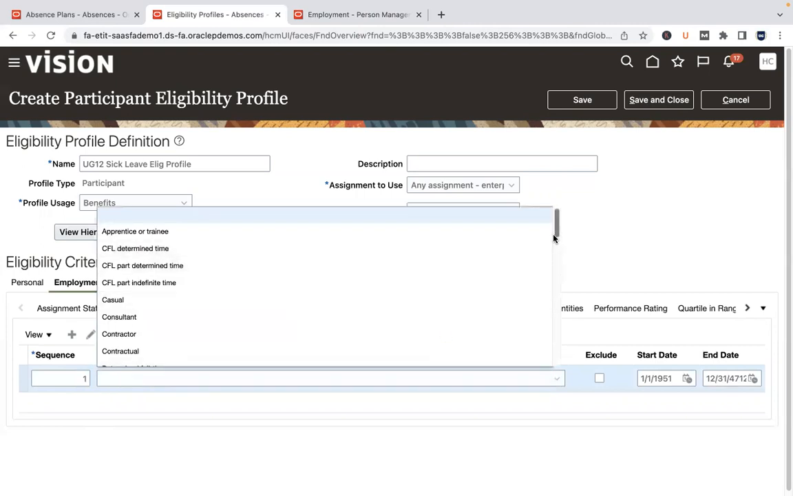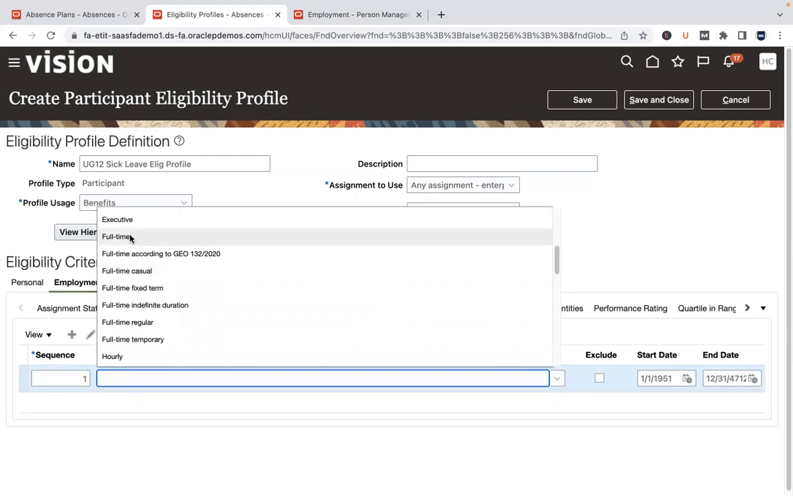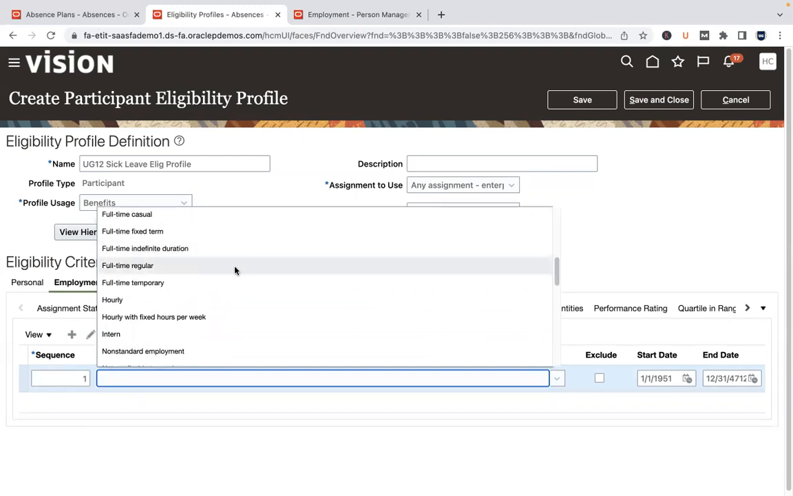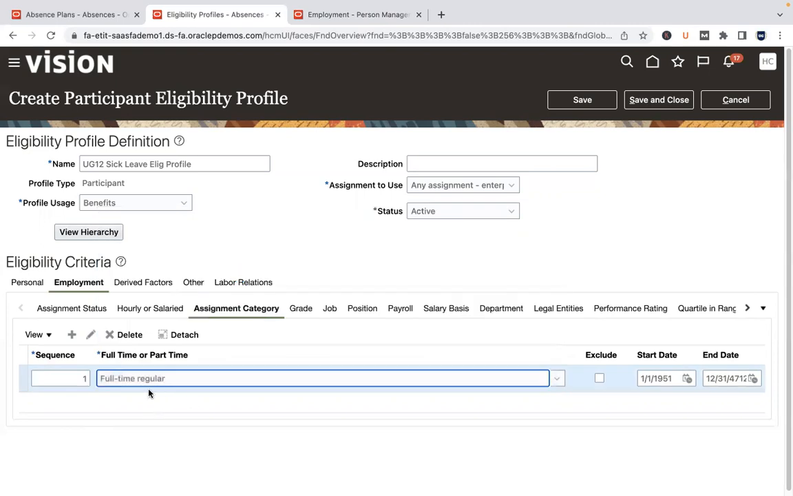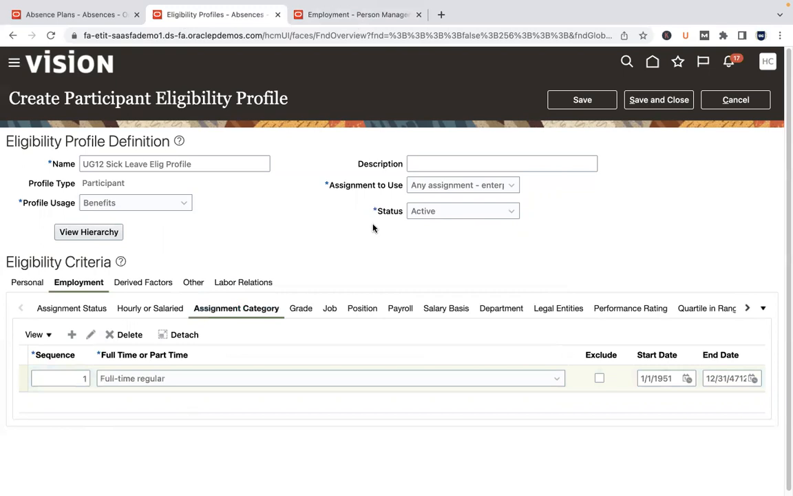You have to be careful here. Here you have something called full-time, don't select it. If you scroll down, you have something called full-time regular. Select that particular option, because this assignment category should match with the assignment category you have on employees. When you run a schedule process, it looks at employees. If you just say full-time here, it would not match with the employee assignment related attributes, and employees might not get enrolled into your leave plan.